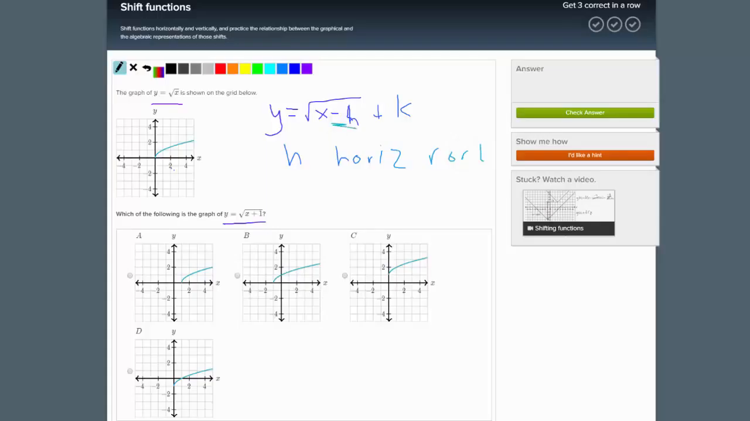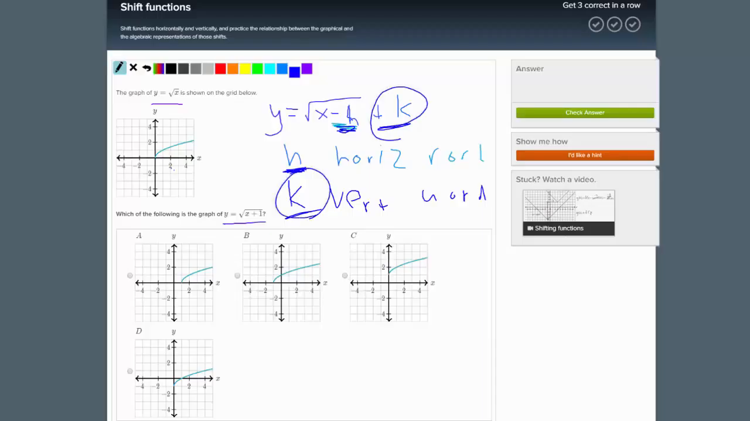Notice this says minus h and this is positive h. These are opposite of each other, which means they're always going to be opposite. So if it's minus 4 inside the parentheses, it'll be positive 4 when I figure out what my shift is. If it's plus 6 inside the square root, it'll be negative 6 when I figure out what my shift is. Then k is my vertical shift, and that's up or down.